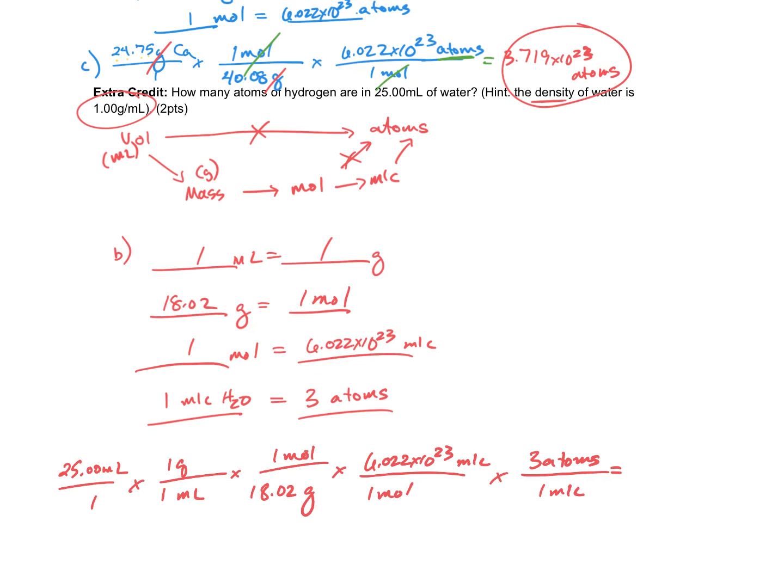So here are the setups. If you use your calculator, you will go 25 times 6.022 times 10 to the 23rd times 3, and then all of that is going to be divided by 18.02 times 1 times 1 times 1. So the final answer of how many atoms are in 25 milliliters is 2.506 times 10 to the 24th atoms. And of all of those atoms, 2/3 of them are hydrogen, and 1/3 of them would be oxygen.